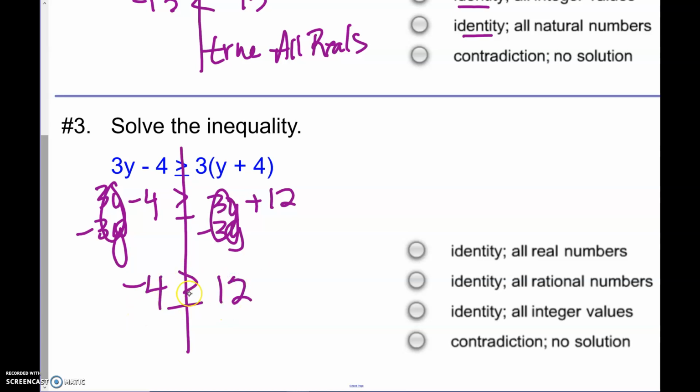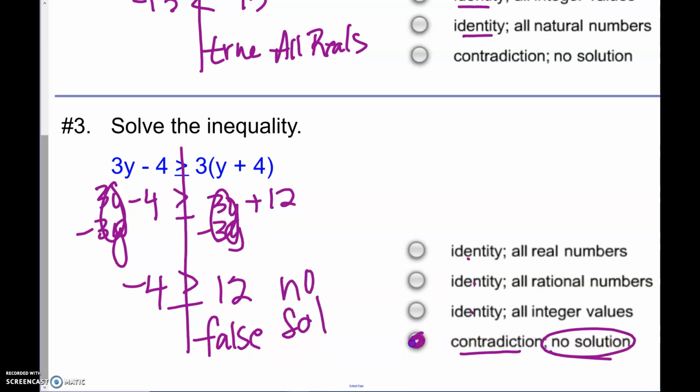Is negative 4 bigger than 12? No, this is false. That is a contradiction. Identity, identity, identity, contradiction. We would say no solutions. So that's what we're going to pick here, is no solutions. So it's a review from yesterday.